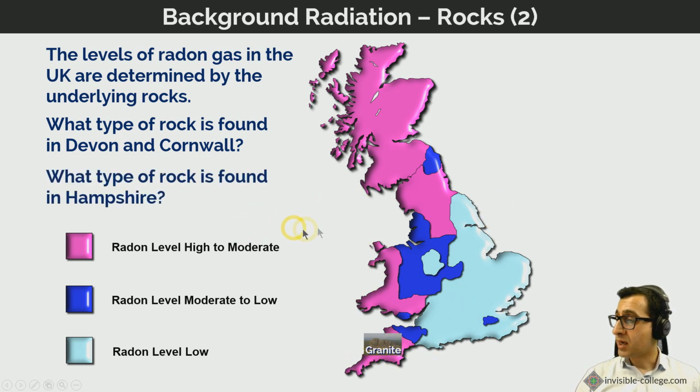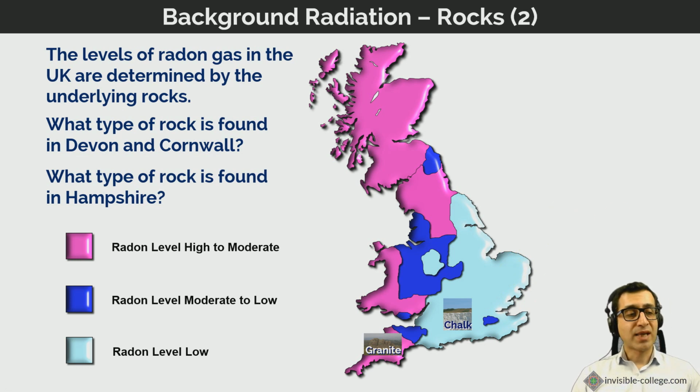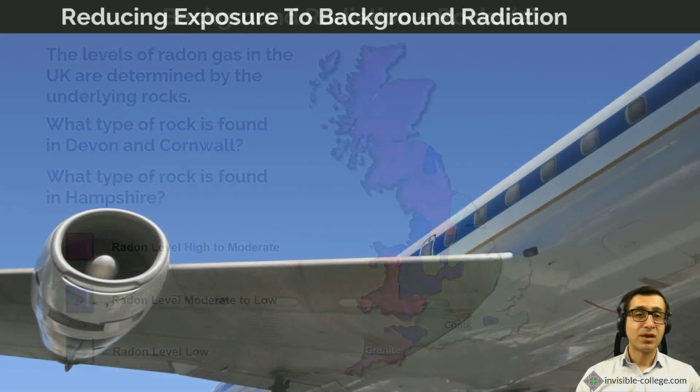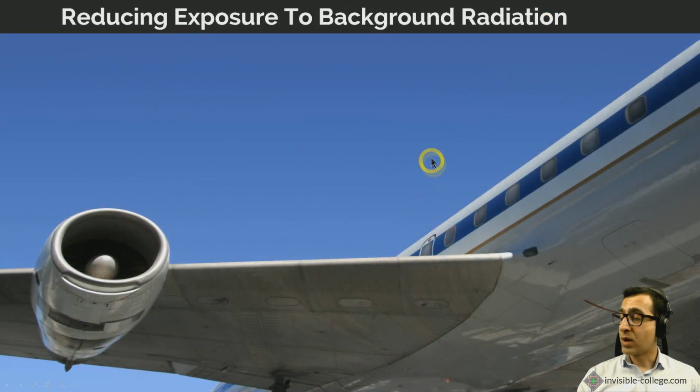Now in Hampshire, we have a different type of rock, which is chalk. Chalk comparatively contains much lower amounts of these radioactive elements, and so you get much lower levels of radon gas in these regions. So another aspect of daily life where we find background radiation is plane flights. When we engage in air travel, we are moving higher into the atmosphere, and so there is less gas separating us from outer space, where we get radiation coming in.